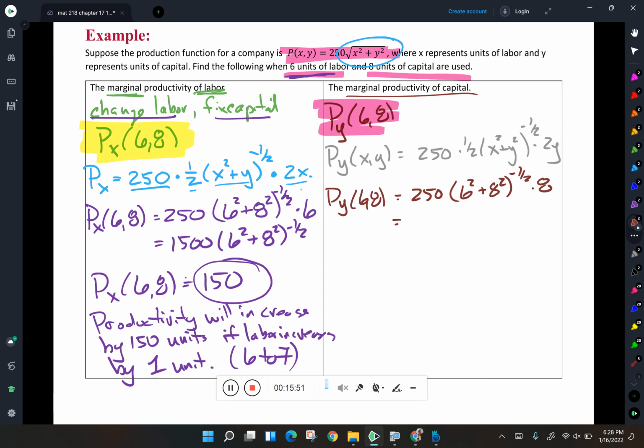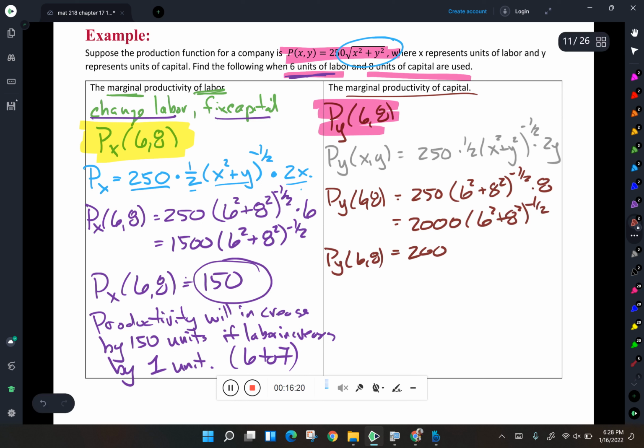Let's see, 8 times 250, so 8 quarters is $2. So 2,000 times 6 squared plus 8 squared to the negative 1/2. 6 squared is 36, 8 squared is 64, 36 and 64 is 100, 100 rooted is 10, 10 downstairs is 1/10, so that's 200. Or put it in your calculator if you don't trust me. So P sub y of 6, 8 is 200.